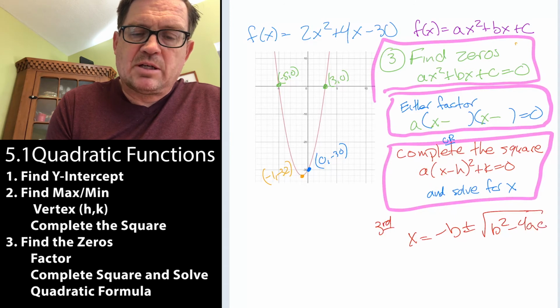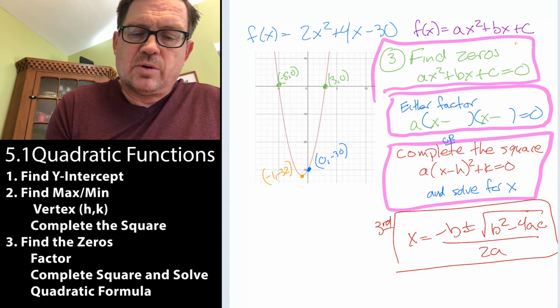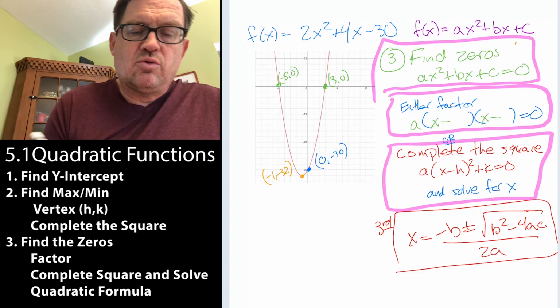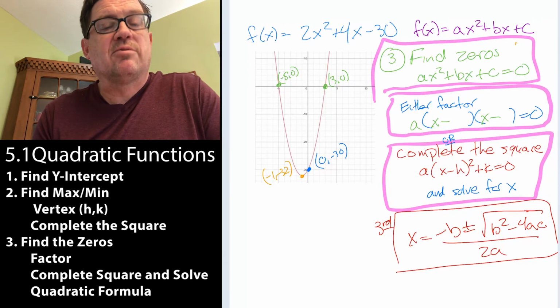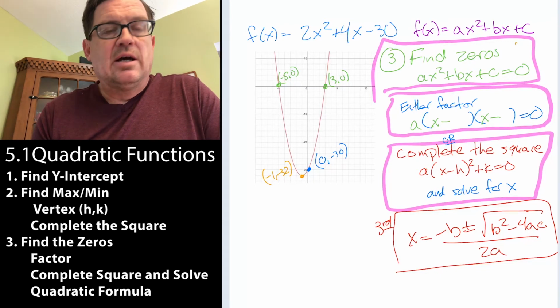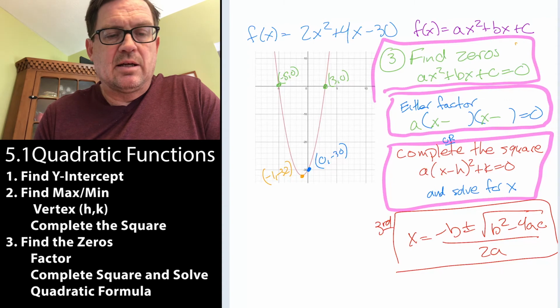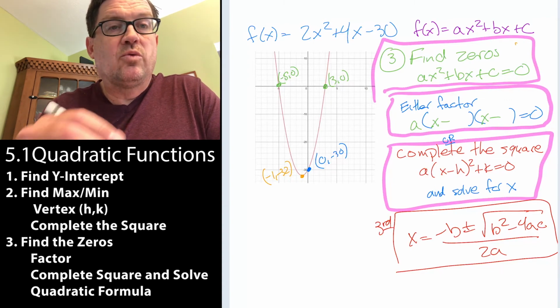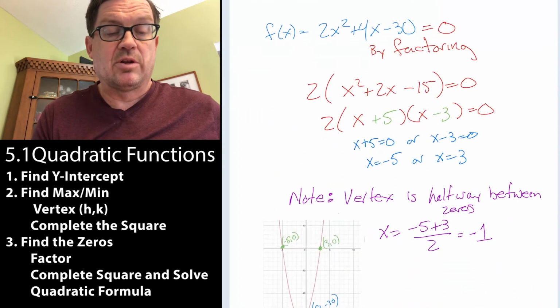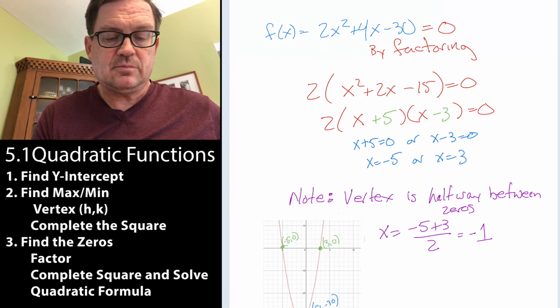The opposite of b plus or minus the square root of b squared minus 4ac, all over 2a. If you remember that formula, you can plug in your values for a, b, and c and find the two solutions, if they exist, and I'll explain that in a little bit, for where the zeros are for that polynomial, for that quadratic.